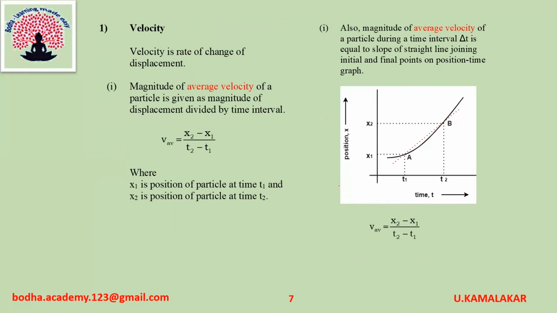Next topic. Velocity is the rate of change of displacement. Magnitude of average velocity of a particle is given as V average is equal to (x2 minus x1) by (t2 minus t1), where x1 is the position of the particle at time t1 and x2 is the position of the particle at time t2. Also, the magnitude of average velocity of a particle during a time interval delta t is equal to the slope of the straight line joining the initial and final points on the position-time graph.